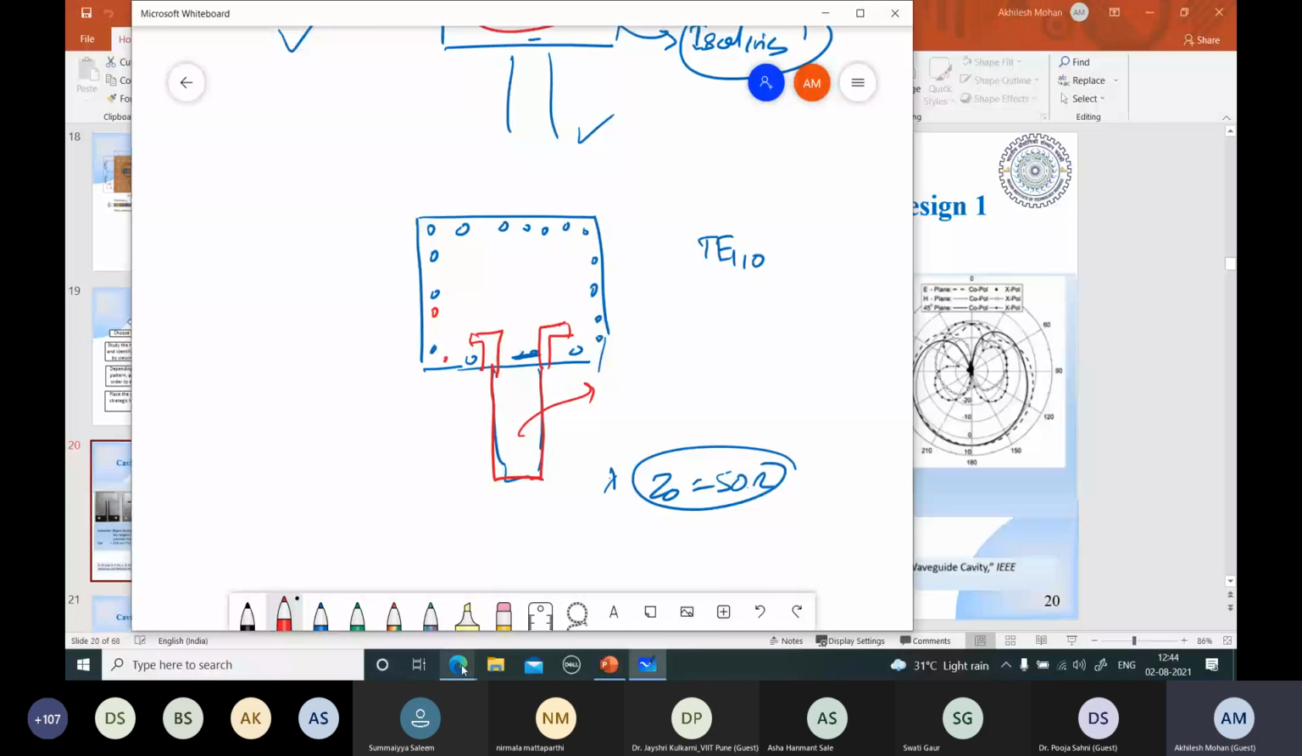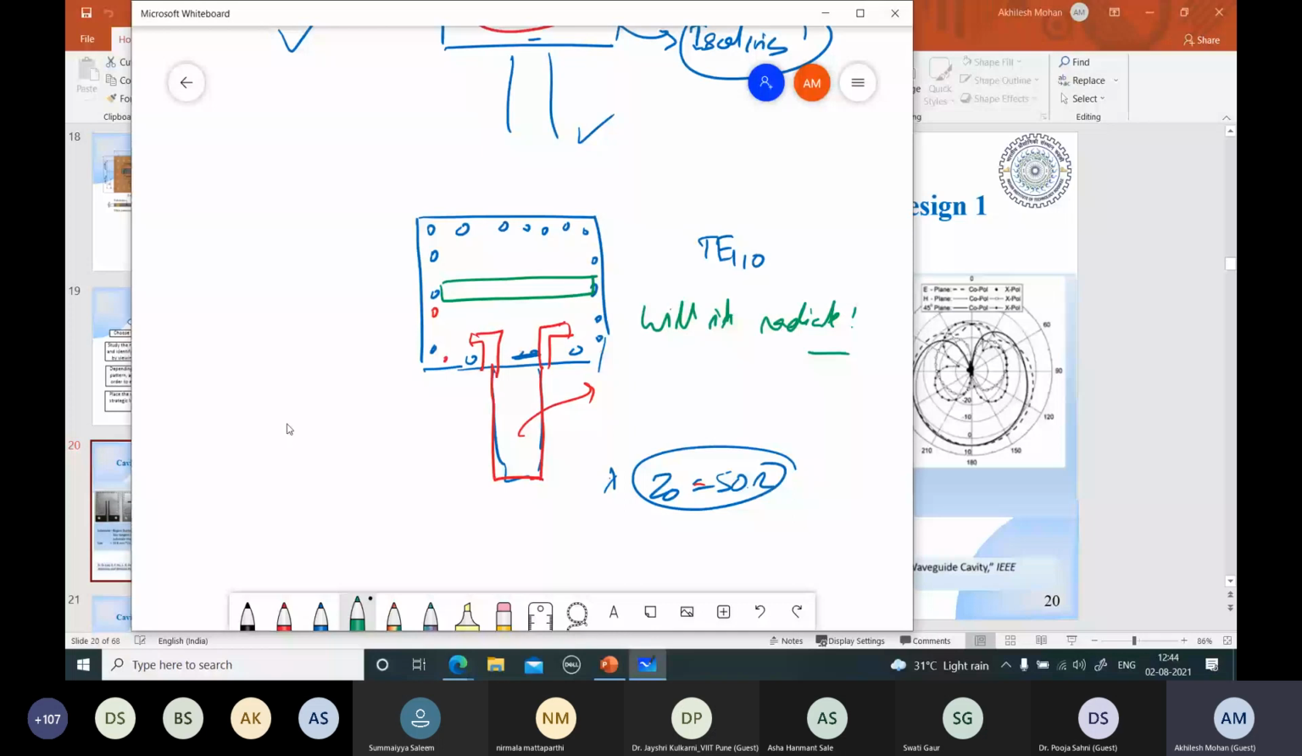Now the question comes: if I etch a slot at the center of the cavity, let's say I have decided it's a slot in the center of the cavity, will it radiate? Yes or no? I have excited the mode, but will it radiate? It will not radiate. Why?